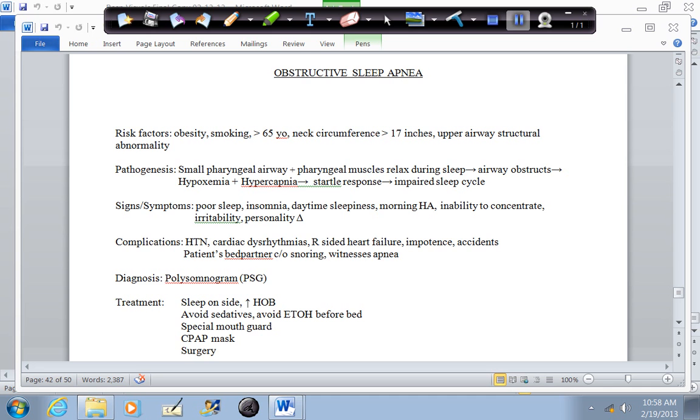The diagnosis is a polysomnogram, which of course is a sleep study. They hook you up to many leads, and that is an overnight stay in the hospital usually. The treatment, a simple treatment, is to sleep on the side. The airway tends to stay more open that way. Increase the head of the bed.